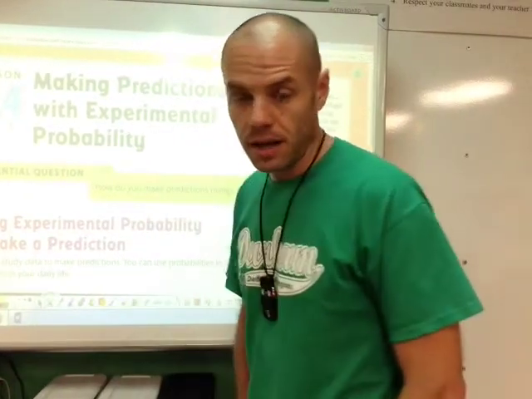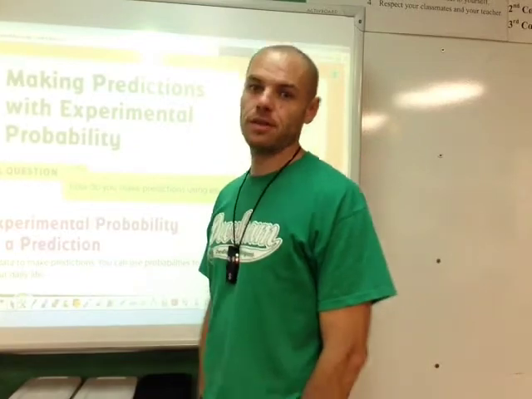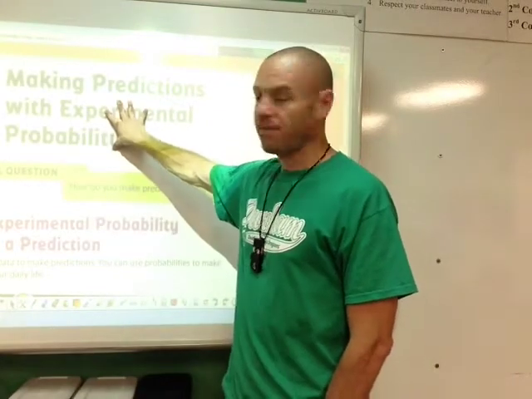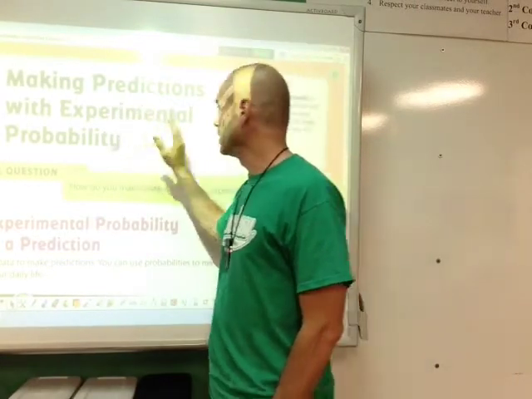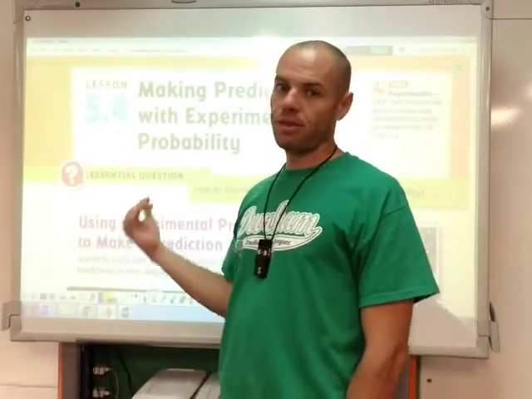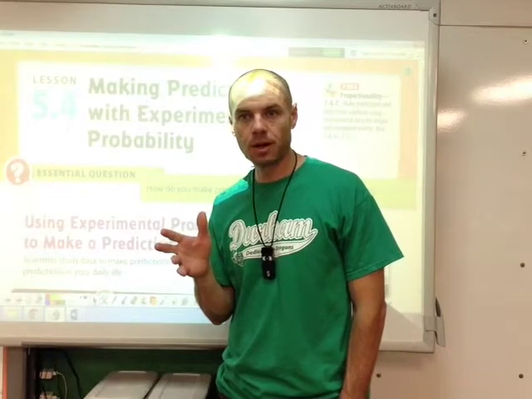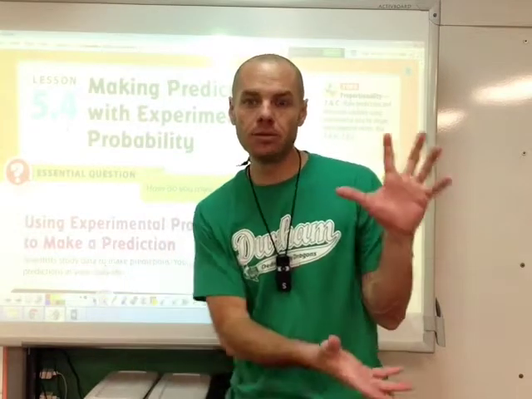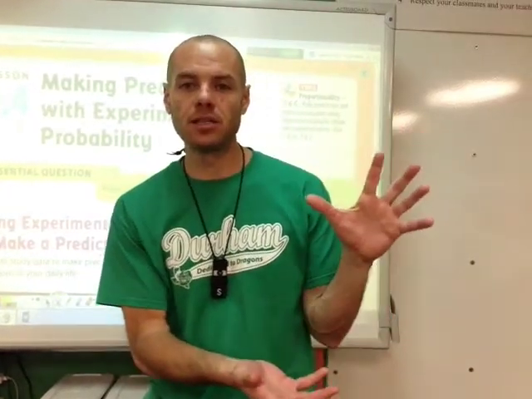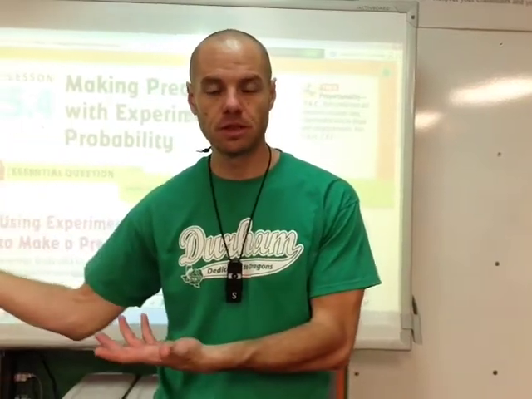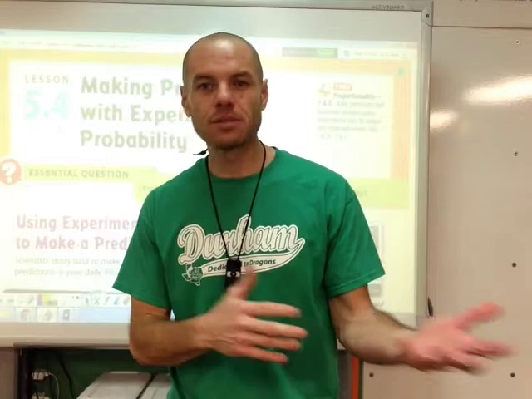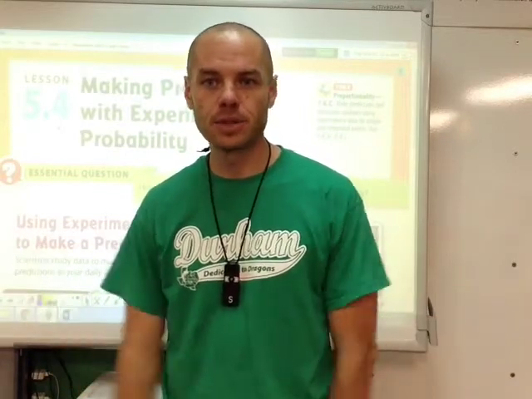So what I want to do right now is go over briefly with you lesson 5.4, which is making predictions with experimental probability. In this case, we've done a little bit of it, where we can take what has already been done, use that information, and predict what we think is going to happen in the future. We're going to do a little bit more right here in this particular lesson.